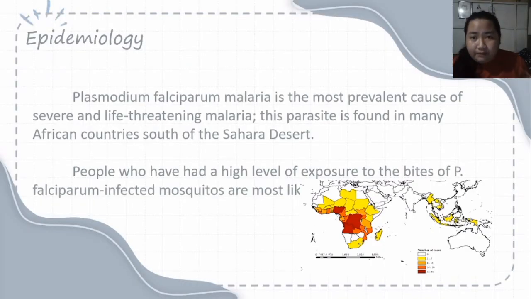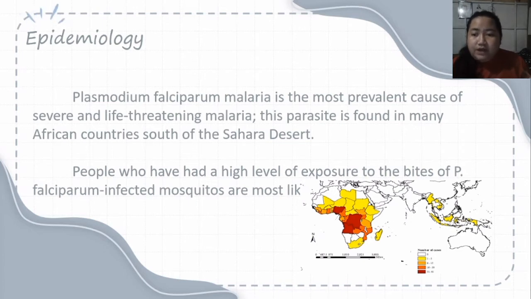So here is the epidemiology. Plasmodium falciparum malaria is the most prevalent cause of severe and life-threatening malaria. This parasite is found in many African countries south of the Sahara Desert. People who had a high level of exposure to bites of P. falciparum are most likely to be infected. As you can see here, the areas shaded brown illustrate the regions that are most affected, while the yellow ones are the regions that have the least cases.